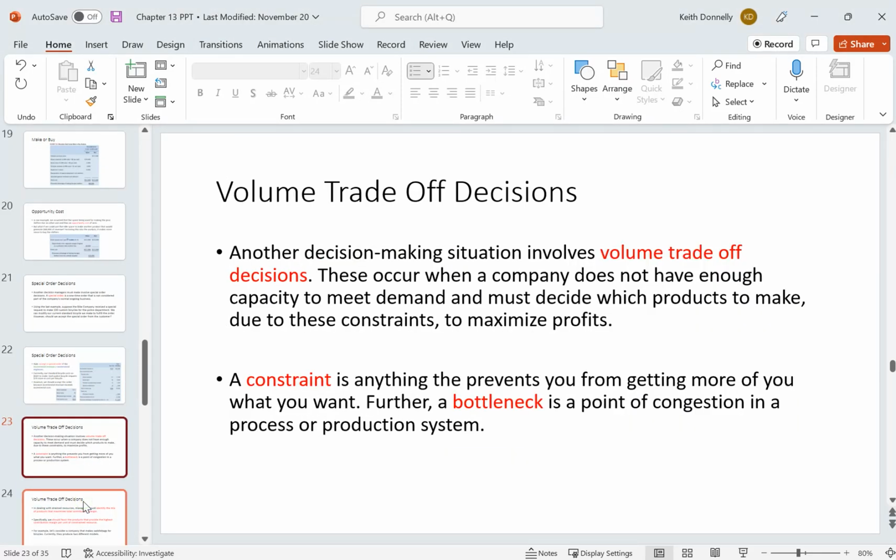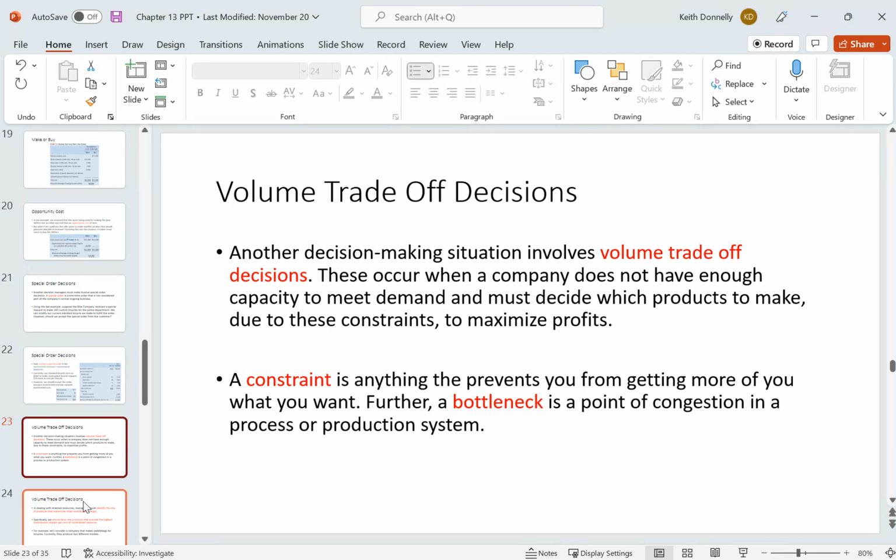All right, another decision making situation is going to involve volume trade-off decisions. And essentially what happens here, this occurs when a company does not have enough capacity to meet demand, and it must decide which products to make due to these constraints to maximize profits, right? So maybe you're just selling out of inventory left and right. You have 3 different products. We can only do so much, right? Which products, given our limited ability to produce them, should we sell?